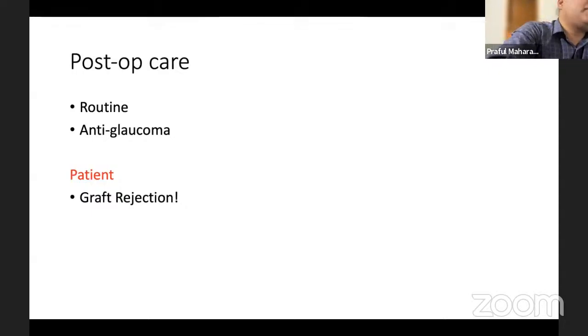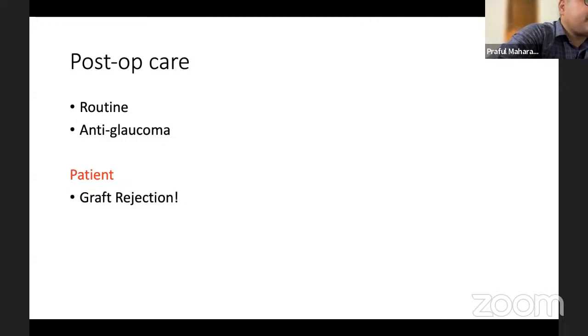Now, post-op care. Post-op care is similar to routine penetrating keratoplasty. I'm discussing the post-op care of a triple procedure. You have to give steroid, antibiotic, and lubricating drops. One important thing, remember, in a triple procedure the inflammation is more because you are doing cataract surgery. So there is likelihood that the IOP may be high for the initial few days.